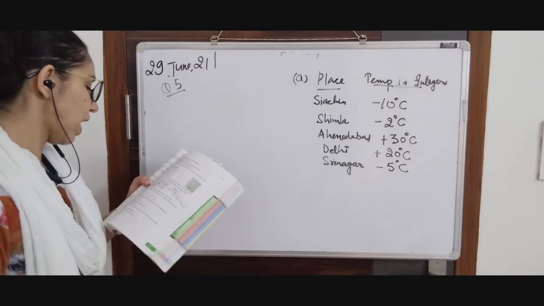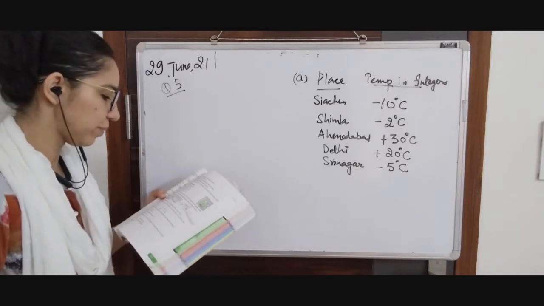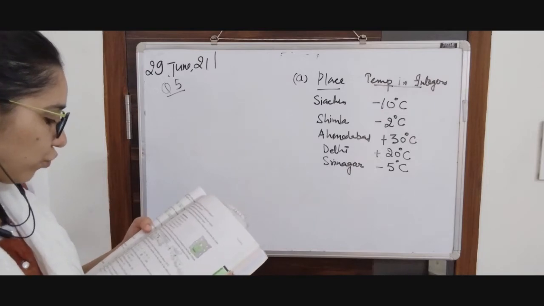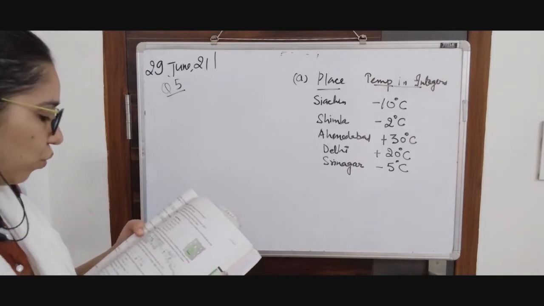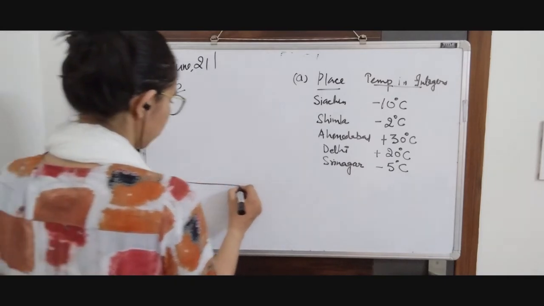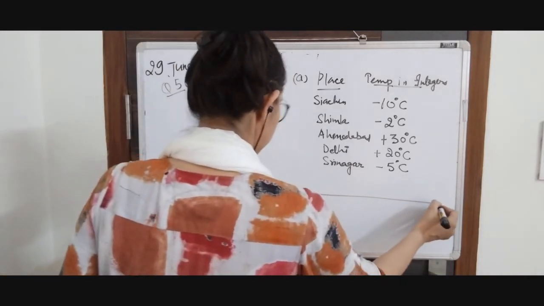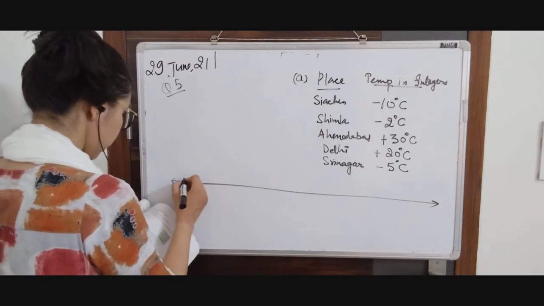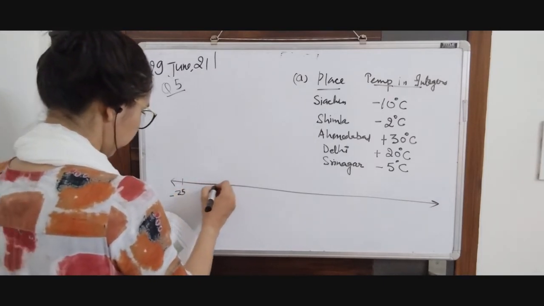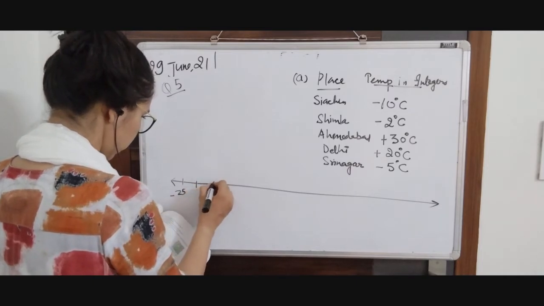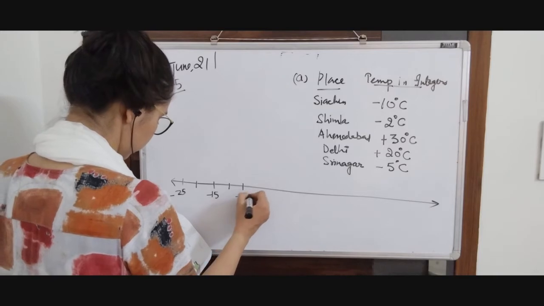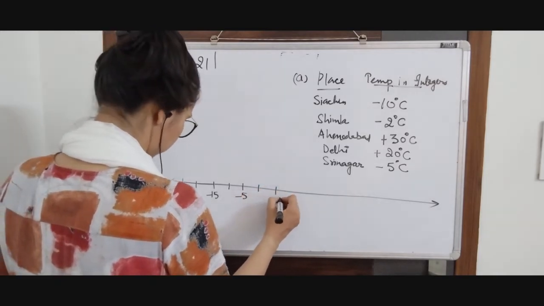Then we have: following is the number line representing the temperatures in Celsius degrees. We have to tell which is the coolest place. So we have been provided with a number line in B, and this is the number line. In it we have minus 25, minus 20, minus 15, minus 10, minus 5, 0, plus 5.